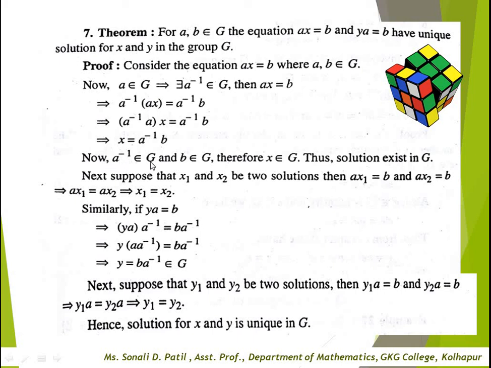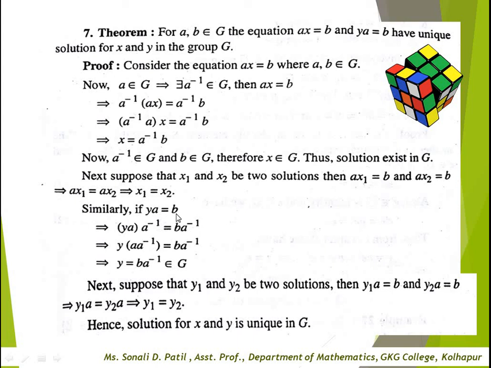Now A inverse belongs to G and B belongs to G. So therefore X also belongs to G. Here is A inverse, A inverse belongs to G, and here is B, B belongs to G. So therefore X also belongs to G. So thus a solution exists in G. Next, suppose that x1 and x2 are two solutions. Then Ax1 is equal to B and Ax2 is equal to B. So this implies that Ax1 is equal to Ax2, and so this implies that x1 is equal to x2.